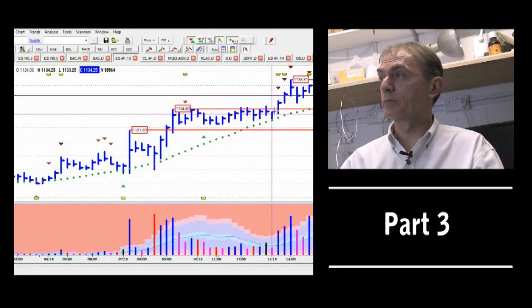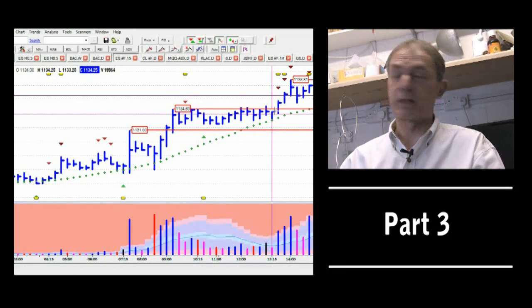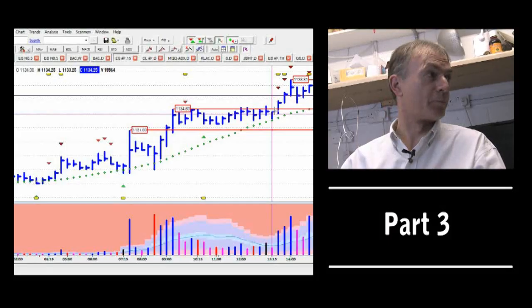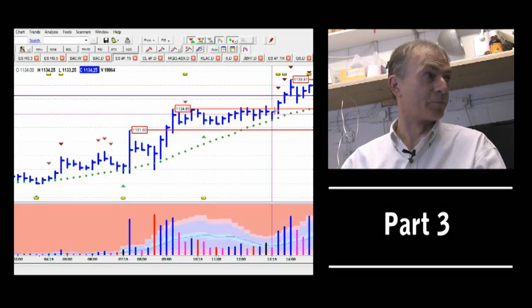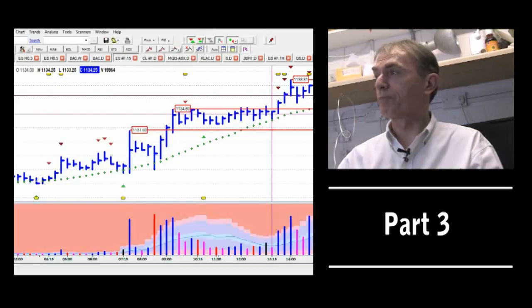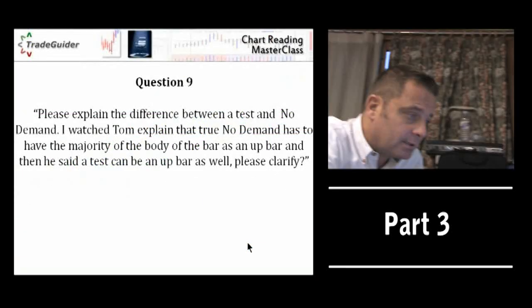Perfect. And the next bar then closes up, that confirms it. So yes, it couldn't be no demand. With no demand, you would expect the price to close lower. It couldn't be that, or a failed test if it was failing. So there we are. Let's just see if that answers the question.